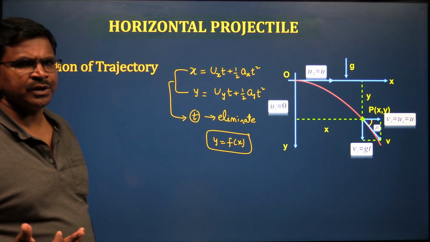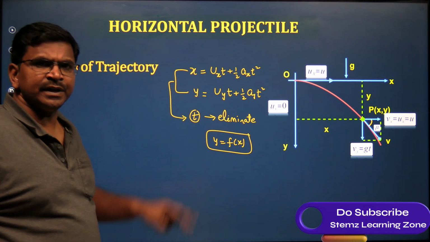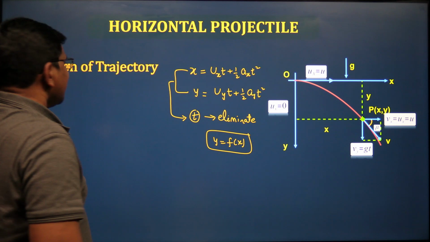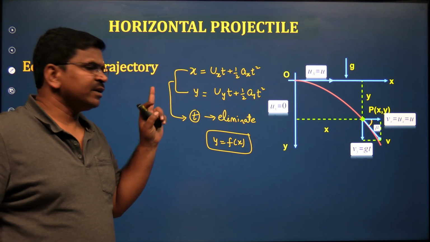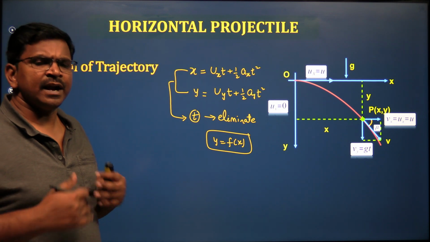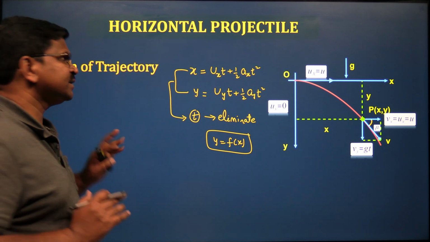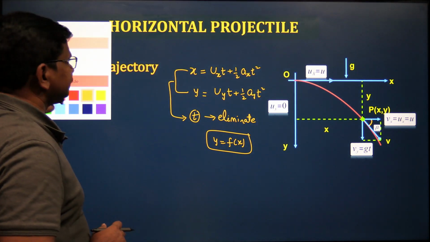Not only for horizontal projectile, even in case of oblique projectile also, the strategy for the equation of trajectory is the same. Express the horizontal displacement and the vertical displacement, eliminate time from those two equations, and finally express y in terms of x. That is the equation of trajectory.